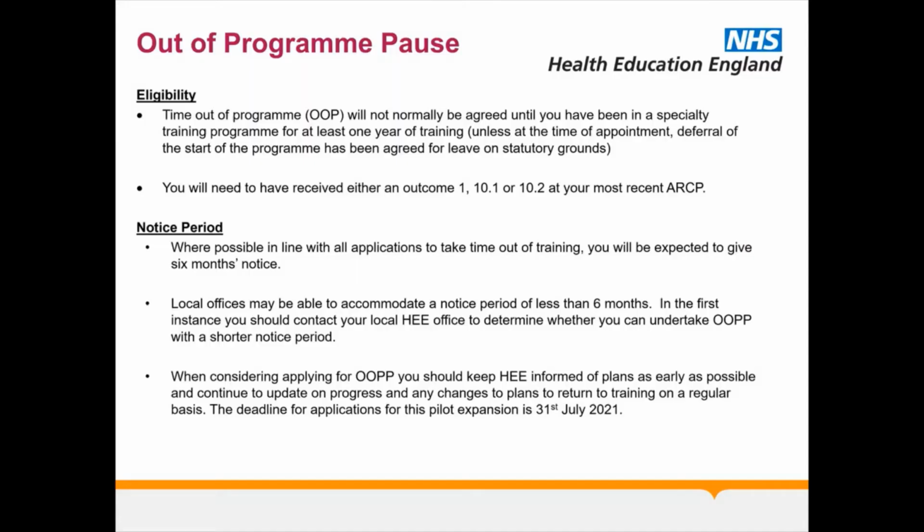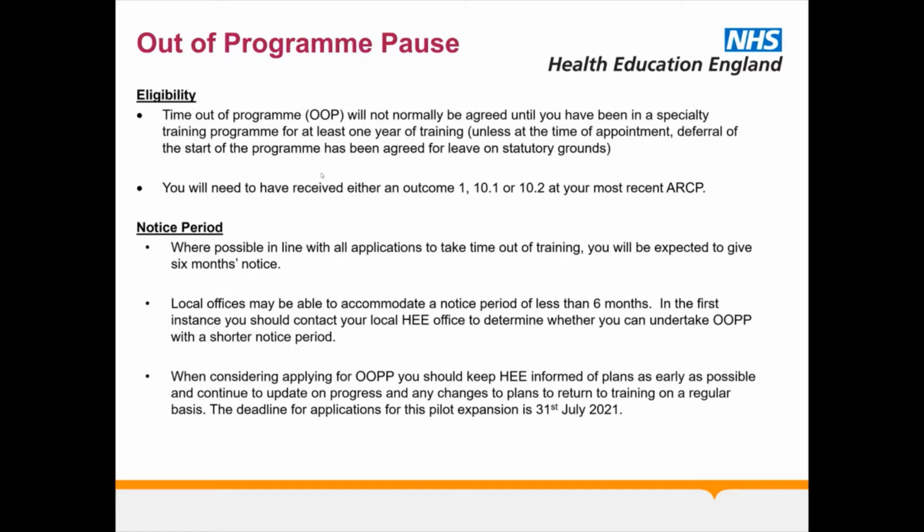Just to go to the specifics, and I will hopefully get through this fairly quickly, and hopefully the slides are now up and you can see them all. The first thing is, when it comes to eligibility, as far as UP is concerned, essentially it's the same as UP in general. You need to be on a satisfactory training trajectory, which usually means having an outcome 1. Though of course during COVID we've had these additional outcomes of 10.1 or 10.2, and as long as you've got a 1, 10.1 or 10.2, you will be suitable for UP.